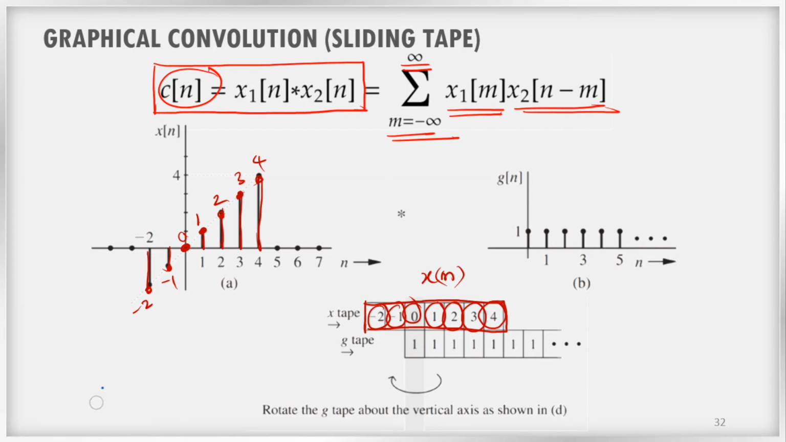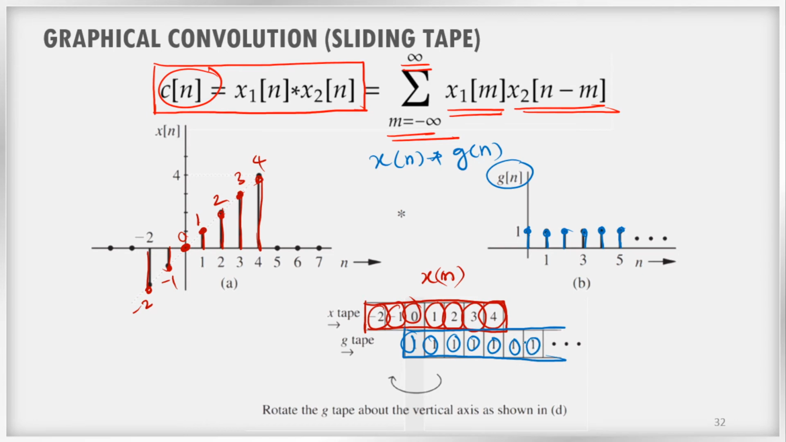Now I will take another tape, that is g of n, right? The g of n I have to convolve. So what I have to perform? I have to perform x of n convolution g of n, right? So this is my g of n. It has value 1 everywhere, right? So this can be called a unit step signal, right? Now I will mark that on the g tape, at the exact position. So this is the g tape. I will mark 1 1 1 1 everywhere because the value of the signal is 1.